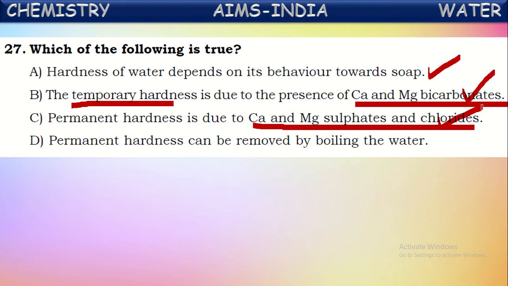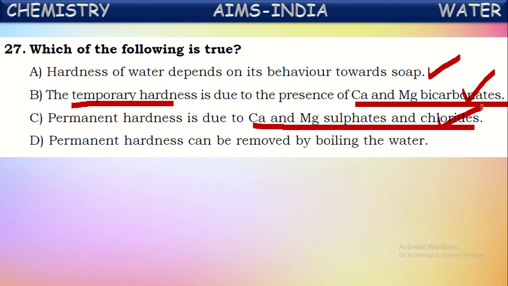Is it true? No. Because permanent hardness cannot be removed by the boiling process. Only temporary hardness can be removed by the boiling process. What happens when we boil this temporary hard water? The carbonates or bicarbonates of calcium and magnesium, they decompose into calcium carbonate and magnesium carbonate, which are insoluble in water. So these can be removed by the filtration process. So in that way, temporary hard water can be made into pure water or soft water by the process of boiling.